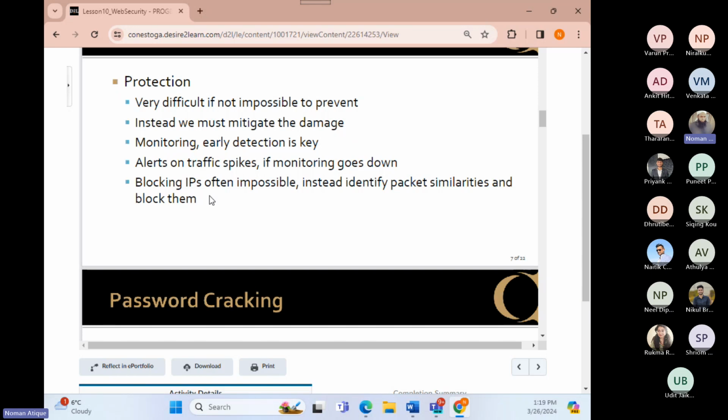So if you have worked on that, of course you will see that they have those mechanisms. Oh, that's wonderful. There are lots of mechanisms they are using these days that alert you on the spikes and help handle them. And again, blocking IPs is often impossible because there will be thousands of fake IPs being generated. But of course, they are saying that rather than blocking the IPs, why not identify the packet similarities?